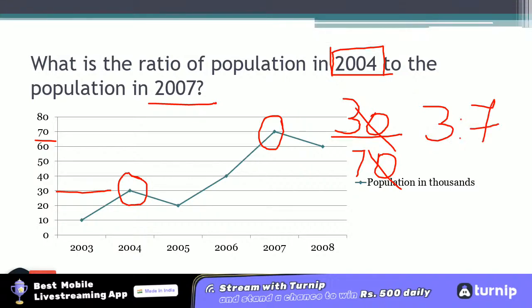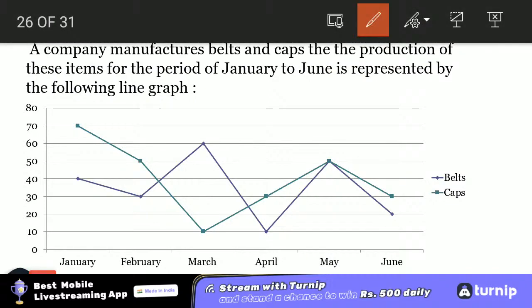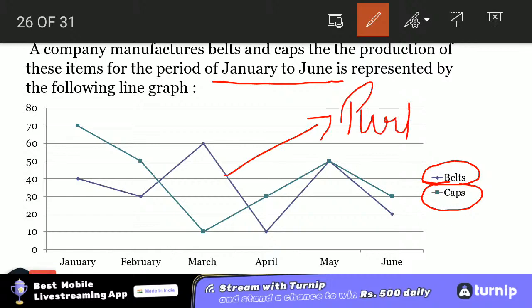Perfect. Moving ahead to the next and the last line graph which we will be talking about today for data analysis. A company manufactures belts and caps, the production of those items for the period of January to June. The belts are denoted by the purple color and the caps are denoted by the green color. And the duration they have talked about is from January to June.